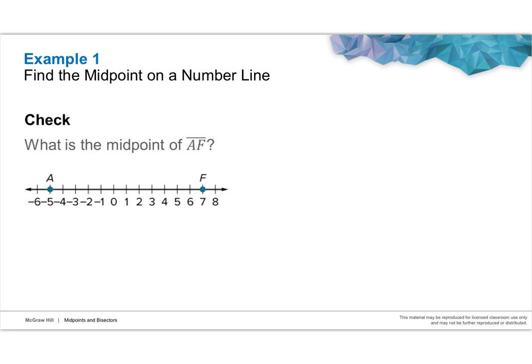Back on page 50, the check for example 1, to find the midpoint of segment AF, we would say that the midpoint was going to be found by taking the x coordinates, or the coordinates on the number line. There's not an x and a y anymore, remember, and just averaging them. So -5 plus 7 all divided by 2 is 2 divided by 2, or 1. So the midpoint of that segment is 1.